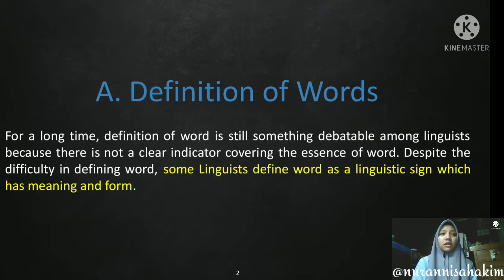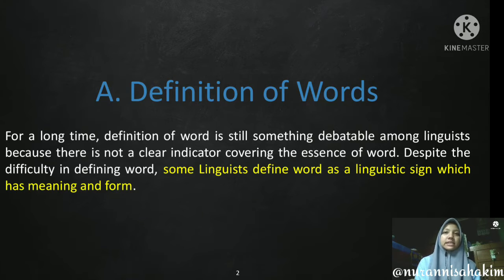What is word? For a long time, the definition of word is still something debatable among linguists because there is not a clear indicator covering the essence of word. But despite the difficulty in defining word, some linguists define word as a linguistic sign which has meaning and form. It's in accordance with O'Grady and Guzman's explanation that linguists define word as the smallest free form found in language. It is also in line with Arnold's view that word may be described as the basic unit of language.